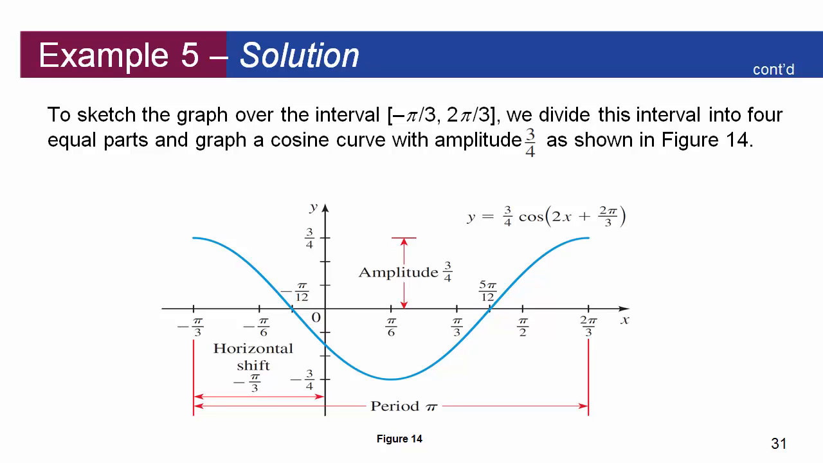There's the height now. It goes up to 3/4 and down to negative 3/4 instead of plus and minus 1. Instead of this point here starting here, which is what cosine normally does, it's been horizontally shifted to the left. So that's why the phase, the beginning of the period, starts at negative pi over 3. And then that 2 tells me that the period is now pi instead of 2 pi. So we go from negative pi over 3 to 2 pi over 3, because that's a total distance of pi.